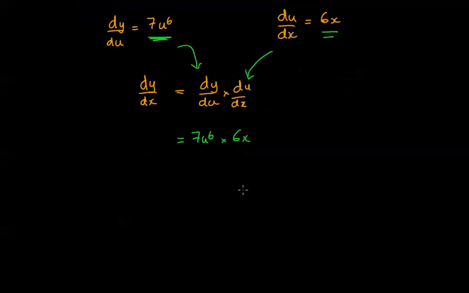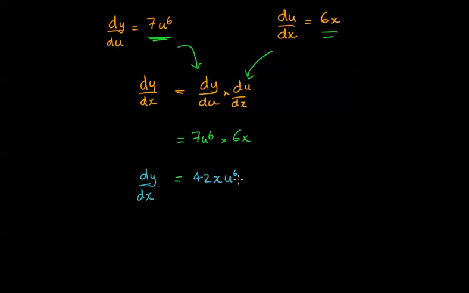So I need to clean this up a little bit. What can we clean up and bring together? Well, I have 7 times 6, which is 42, x u to the power 6. So at the moment this is what dy by dx is: 42 times x times u to the power 6.